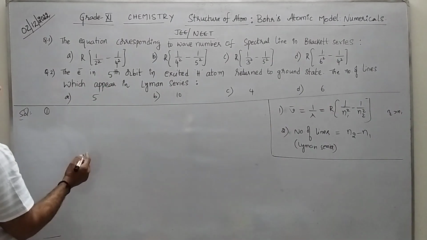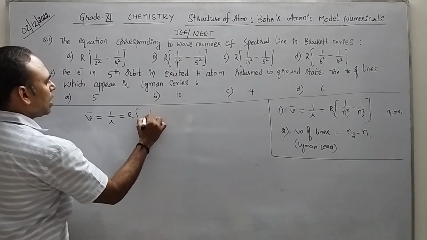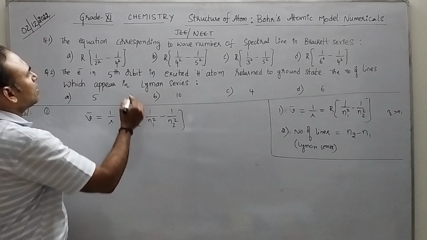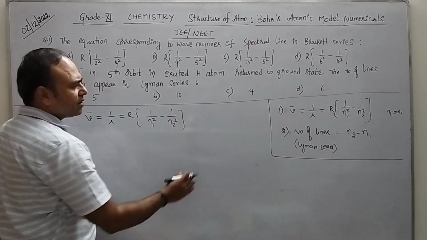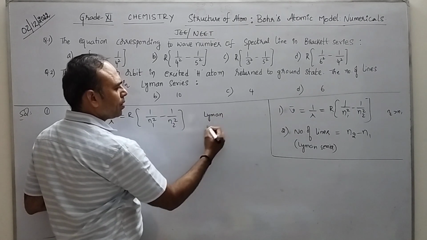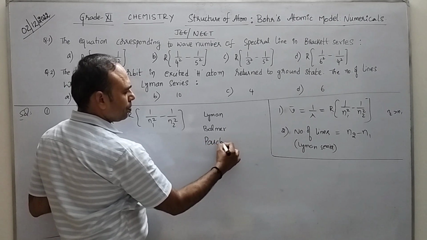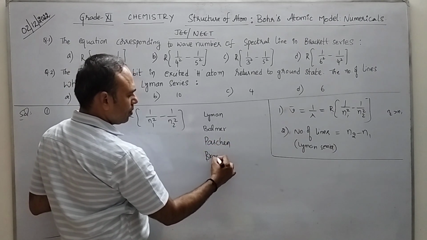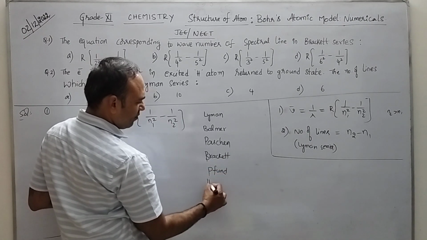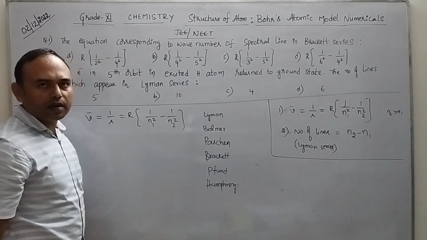First one, wave number is equal to 1 by lambda is R into 1 by n1 square minus 1 by n2 square. From where is it coming in Brackett series? Let us see what are the series here. Already we know Lyman, Balmer, Paschen, Brackett, Pfund and Humphreys series. We have discussed this in the previous lecture in the hydrogen spectrum.